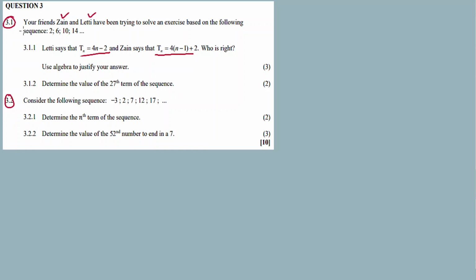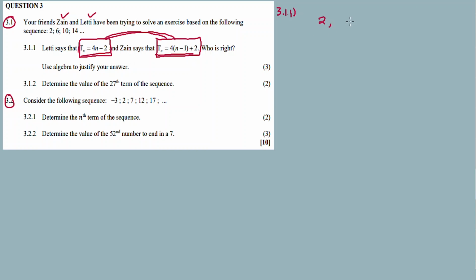Now 3.1: your friends Zane and Leti have been trying to solve an exercise based on the following sequence: 2, 6, 10, 14. 3.1.1 Leti says the nth term for the exercise is this. Zane says no, the nth term for the exercise is this. Now we have to break this argument between these two guys. Use algebra to justify your answer.